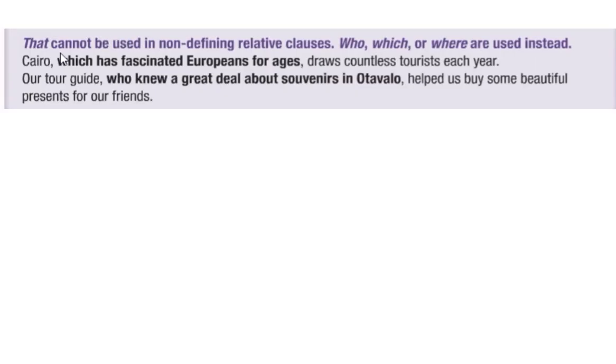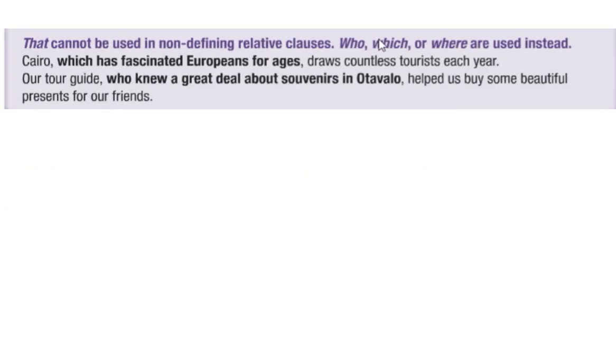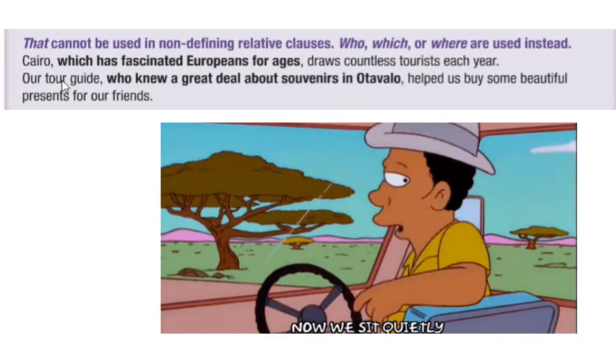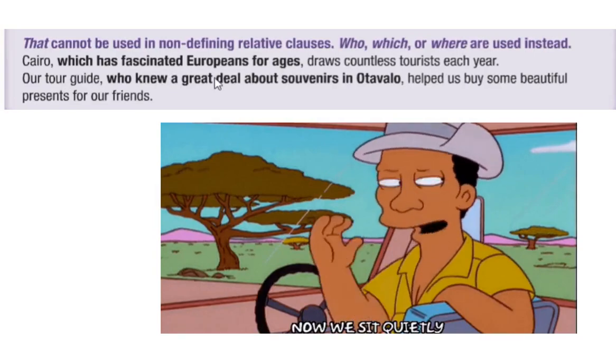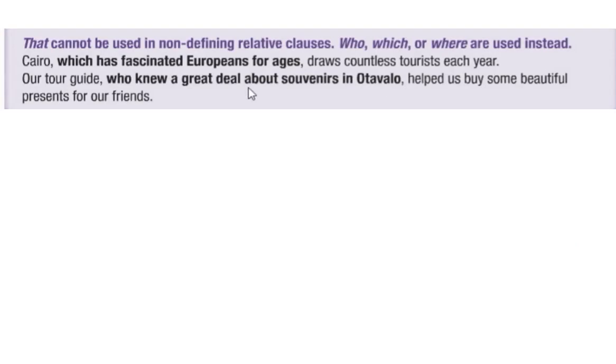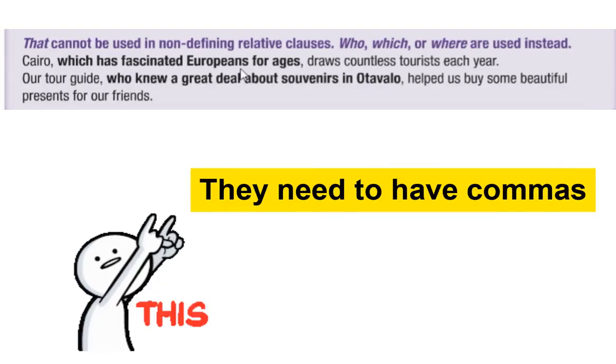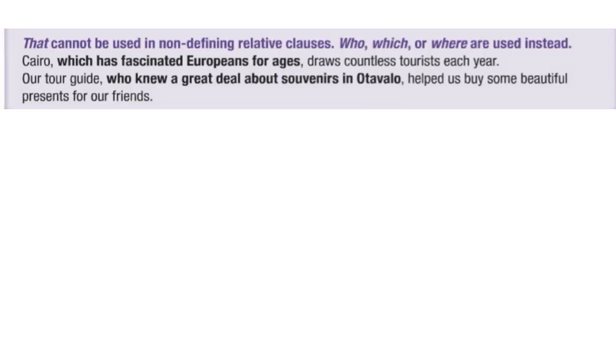Okay. Then next we have that "that" cannot be used in non-defining relative clauses, as previously mentioned. Who, which, or where are used instead. So we have: Cairo, which has fascinated Europeans for ages, draws countless tourists each year. Our tour guide, who knew a great deal about souvenirs in Otavalo, helped us buy some beautiful presents for our friends. As you can see here, the non-defining clause is between commas. So that's one of the characteristics. Here we have commas, meanwhile here we don't have commas. And the relative pronoun "that" is exclusively for defining clauses.